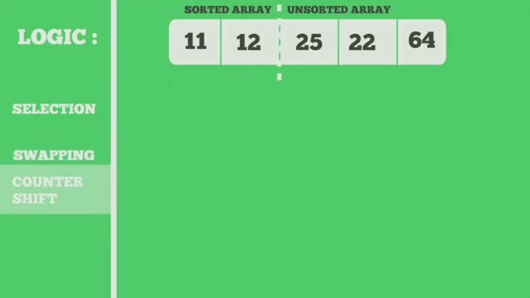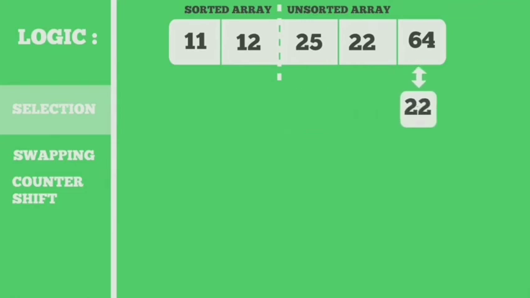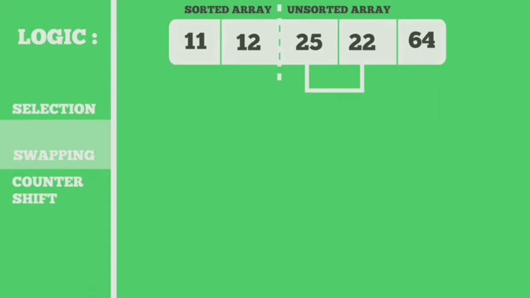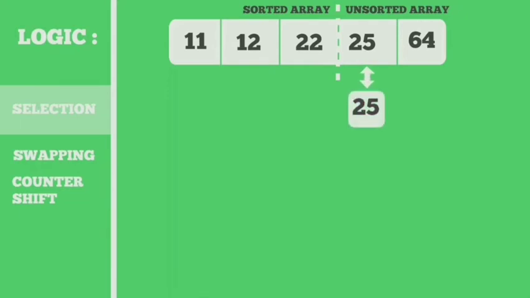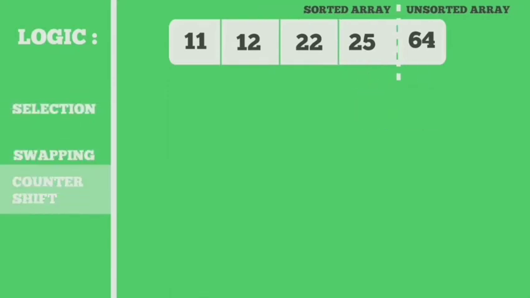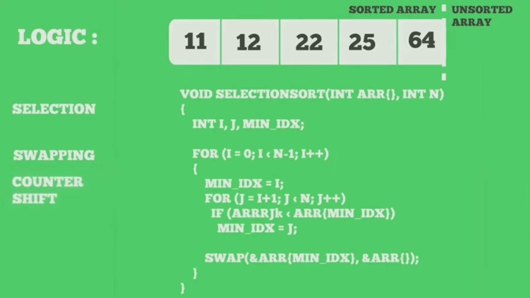Then again the next element, that is 25, will be compared with 22, so 22 is the least, and again compared with 64. So again swapping happened between the least element and the third element. The next, fourth element, that is 25, will be compared with 64, so there is no swapping. Then again 64, so now the elements are in sorted form. Coding will be explained using BlueJ.